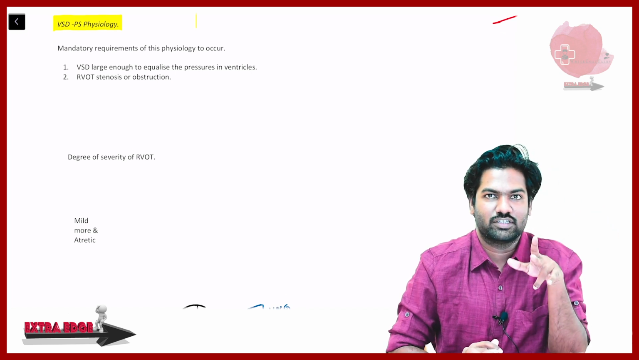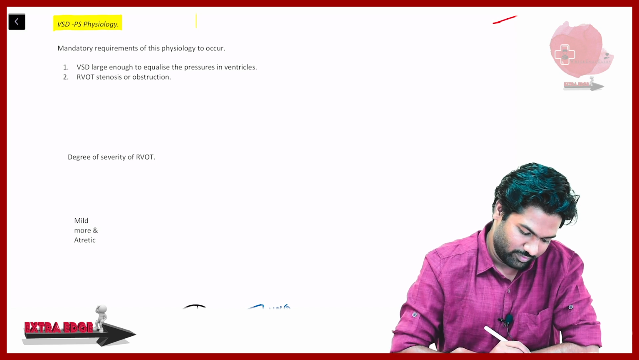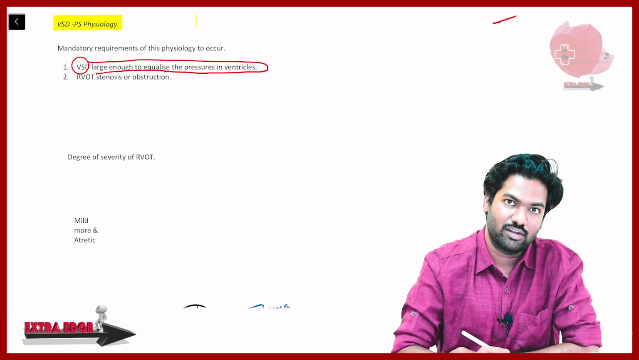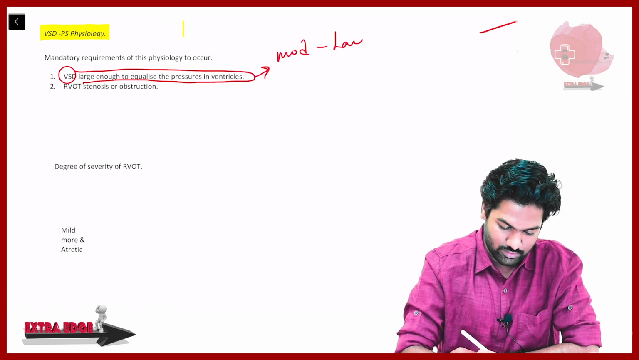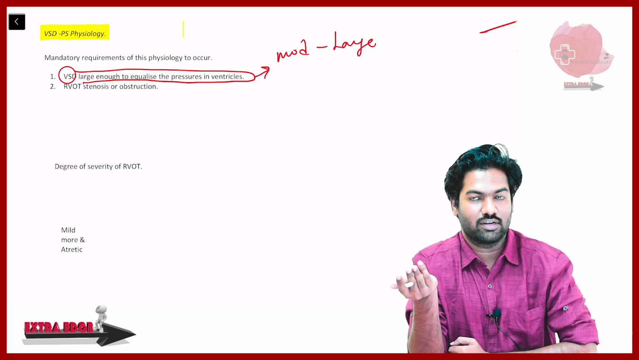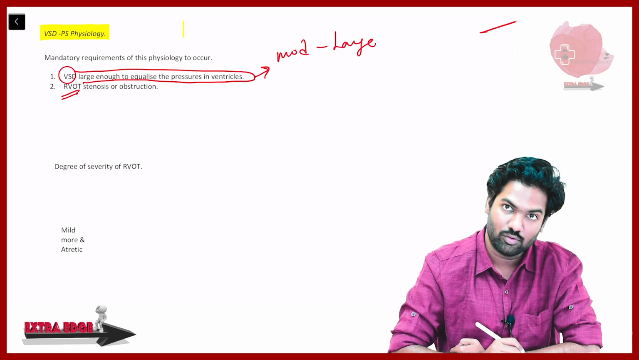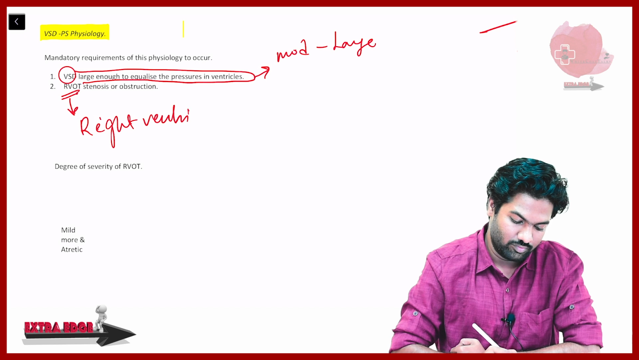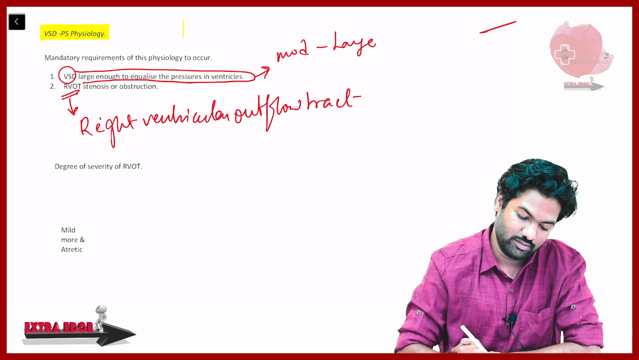VSD with pulmonary stenosis physiology requires two mandatory things. They are: a VSD which is large enough to equalize the pressure in the ventricles. Then what kind of VSD am I talking about? That is definitely a large VSD only. Okay, moderate to large VSD, where only the left and right ventricular pressures will be equal. And there is something which I have written here as RVOT. RVOT is nothing but right ventricular outflow tract. Okay, that is RVOT.